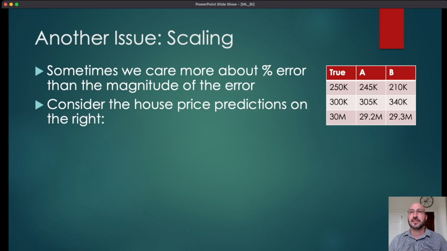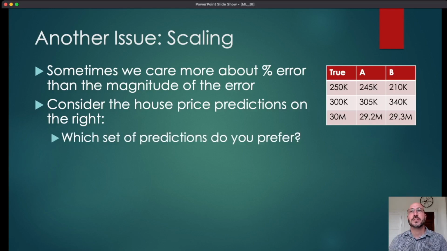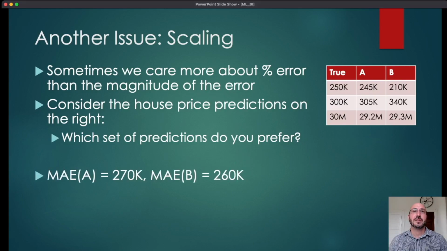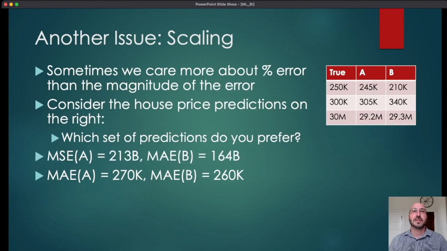So qualitatively, you see that A does much better on houses 1 and 2, and does slightly worse on house number 3. Now, I would ask, which set of predictions do you prefer? When I look at this, I think A is doing much better than B on the first 2 houses, and it's doing a little bit worse on the 3rd house. So I should prefer Model A. But when you look at these, you see that not only is the mean squared error worse for Model A, but actually the mean absolute error is also worse.